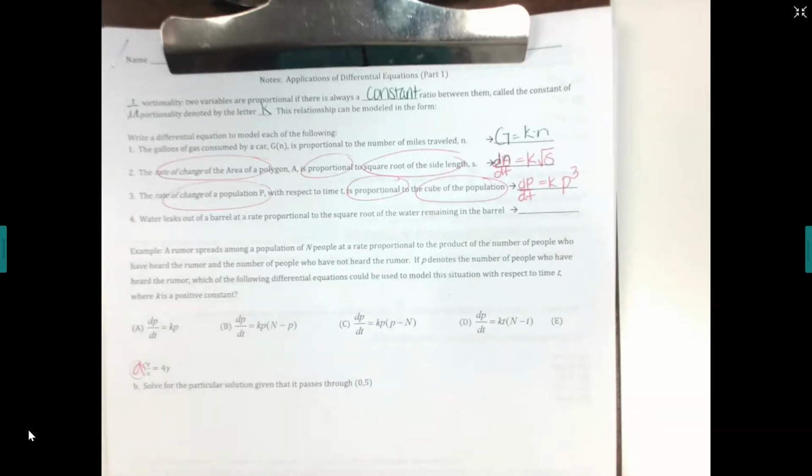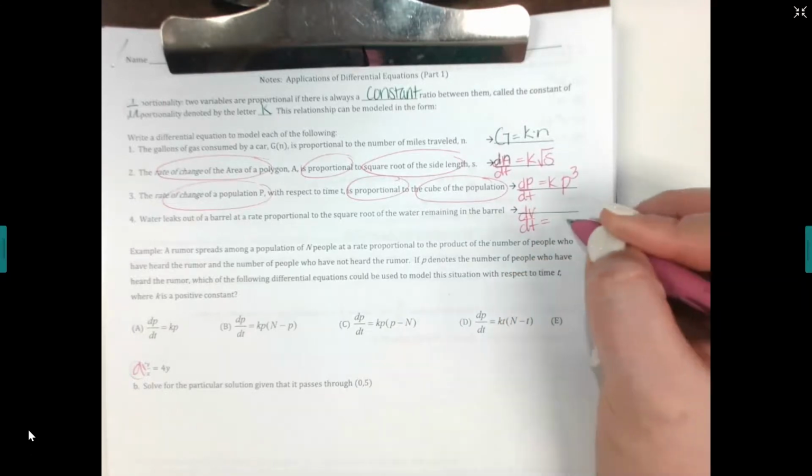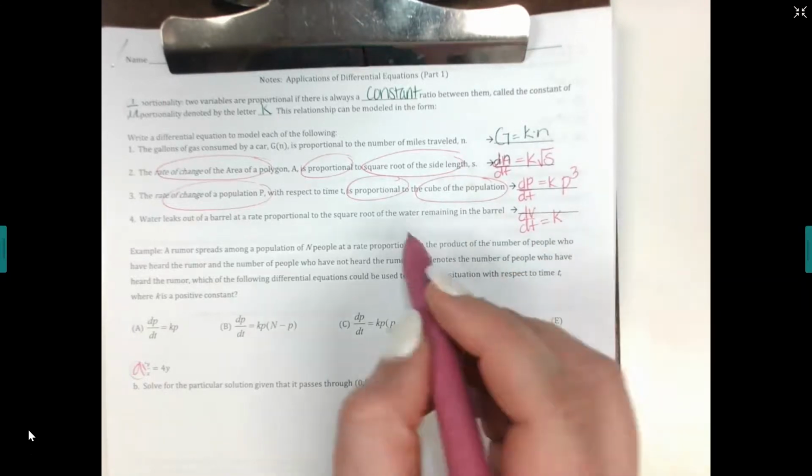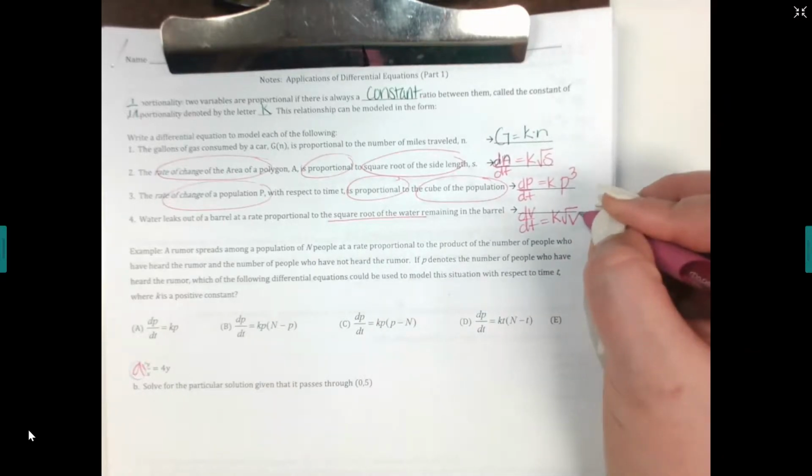All right, last one. This one's a little bit weird, but maybe you'll remember. Water leaks out of a barrel at a rate proportional to the square root of the water remaining in the barrel. How would you measure water in a barrel? Volume, which is cubic. So you would say dV dt is proportional to, and then it says the square root of the water left, so that would be the square root of the volume.